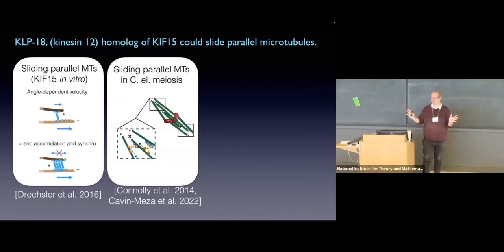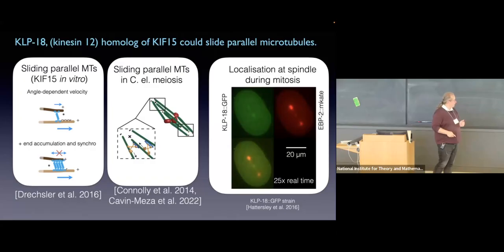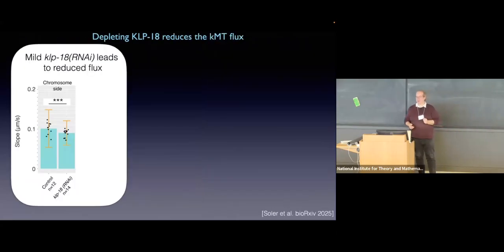Whether it's just doing cross-linking or sliding the microtubule actively, I don't know. And it's nicely present in the mitotic spindle at metaphase and in the central spindle at anaphase. So it could well do the job. So we try to target this protein.